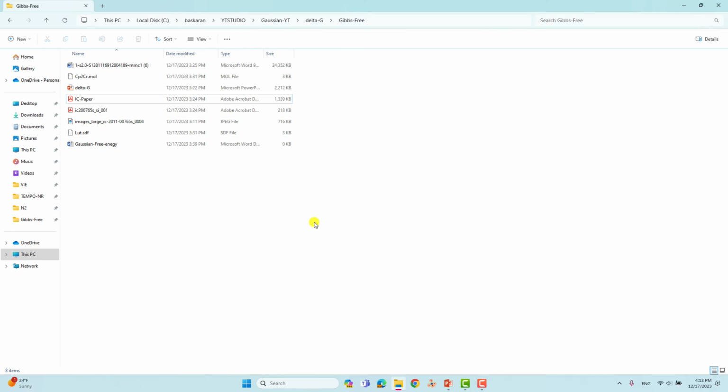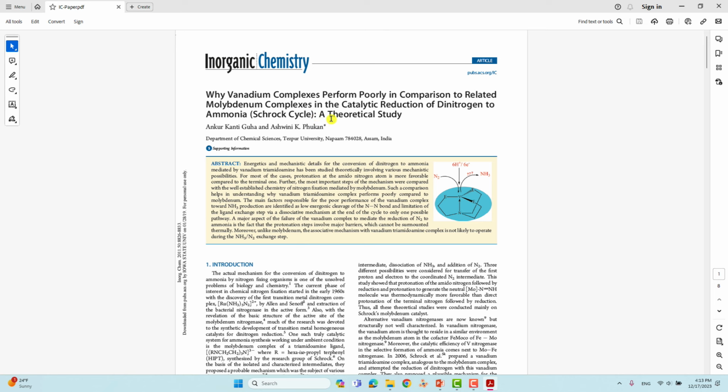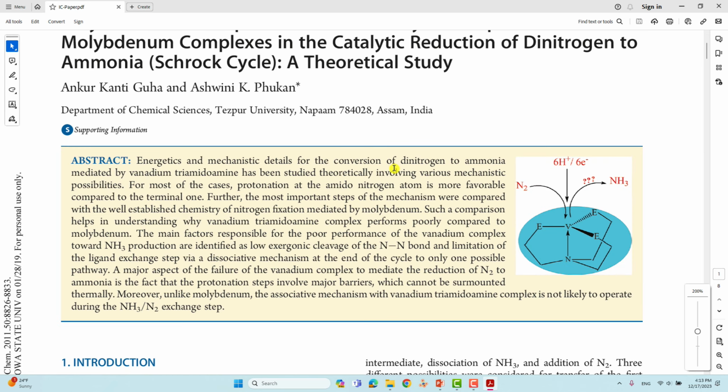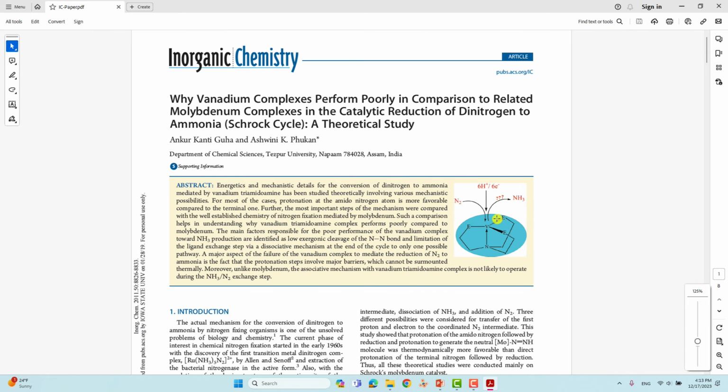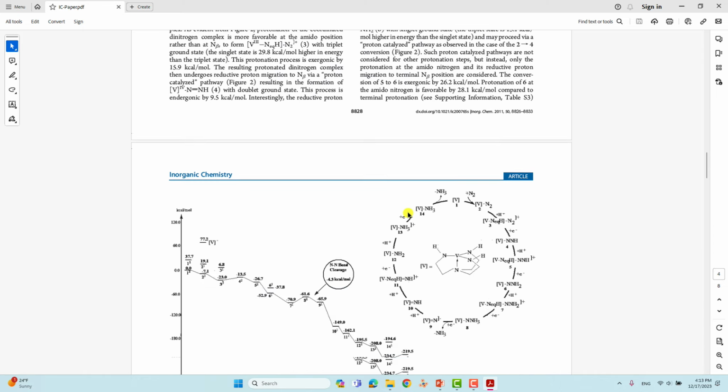So this is my calculation folder. So I will show you that paper. This is the paper published in Inorganic Chemistry. In this paper they have done the nitrogen reduction reaction with this HIPT vanadium catalyst. In this paper only they have calculated the free energy profile. I will show you that one.